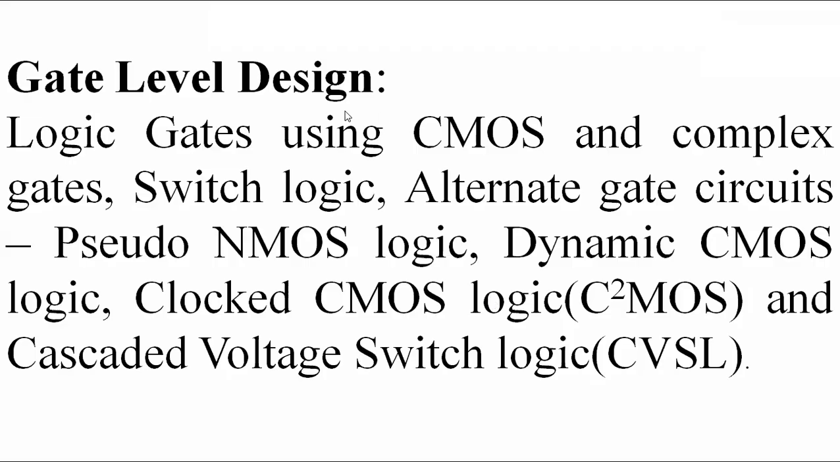In the next class I will go for logic gates using CMOS. We have already discussed NAND gate, NOT gate, and CMOS. I will review that. Then we will go for complex gates, switching logic, alternative gate circuits, pseudo NMOS logic, dynamic CMOS logic, clocked CMOS logic, that is C square MOS, and cascade voltage switching logic. Next class we will go for the second half of the model. Till now we have finished the first half of the model. If you have any doubts, you can ask.